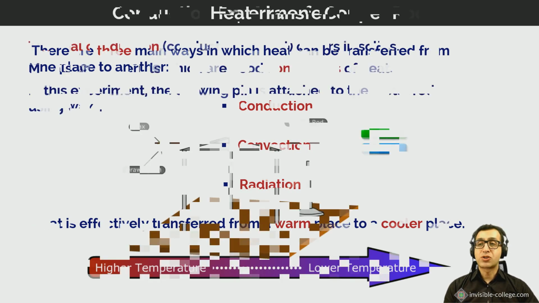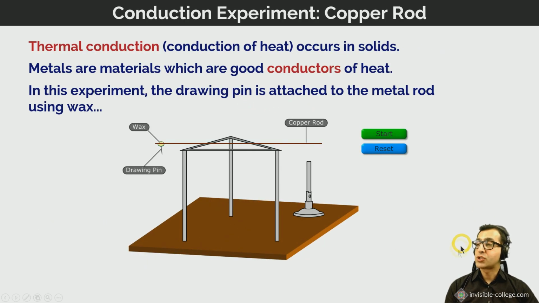So let's start with conduction then. This is a simple experiment which you may have seen done. We have a copper rod balanced on a tripod. It's going to be heated at one end, and we have a drawing pin stuck with a bit of wax at the other end. So this is copper. Copper, like most metals, is a good conductor of heat.